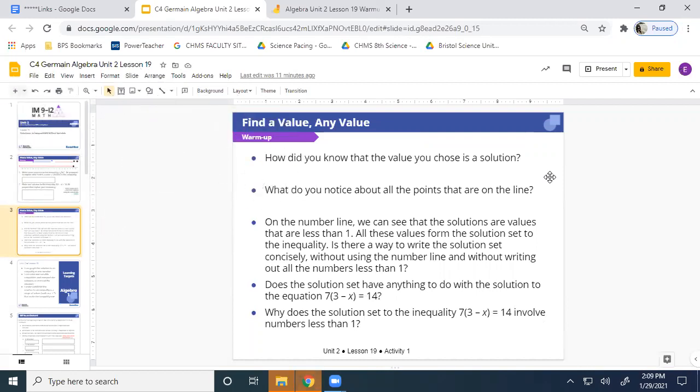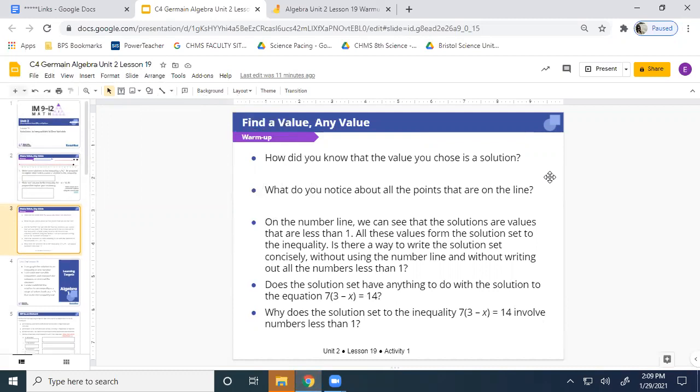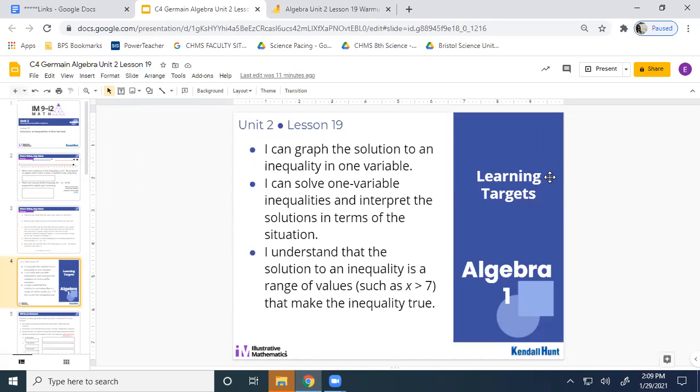Nice job. So our learning targets for today: number 1, graphing the solution to an inequality in one variable. We're going to be creating some graphs today. Number 2, we're going to solve one variable inequalities and interpret the solutions in the context of a story. So we're going to be looking at an inequality with a story that belongs to it, and we're going to be talking about what those solutions mean in the context of the story, much like we've been doing since the beginning of the year. Context, context, context. Number 3, understanding that the solution to an inequality is a range of values, not just one exact value.